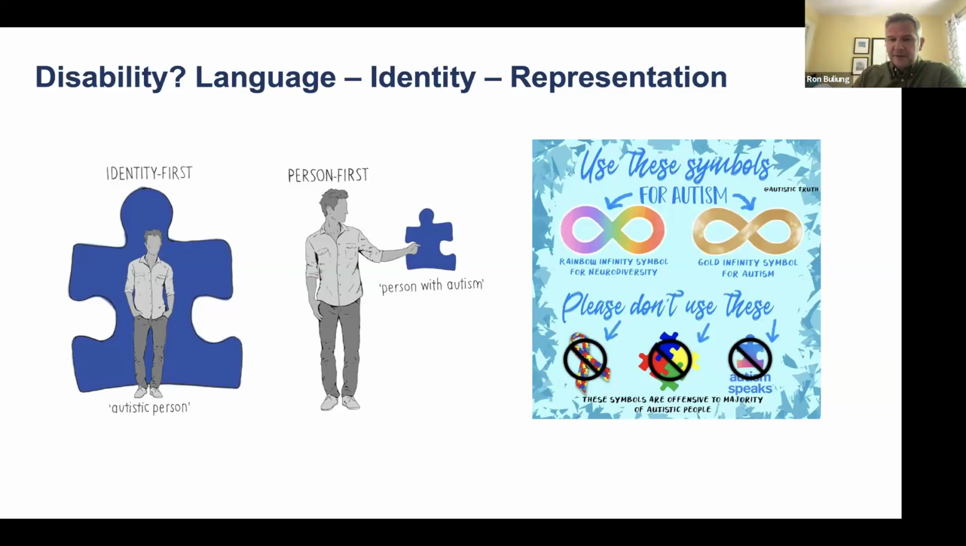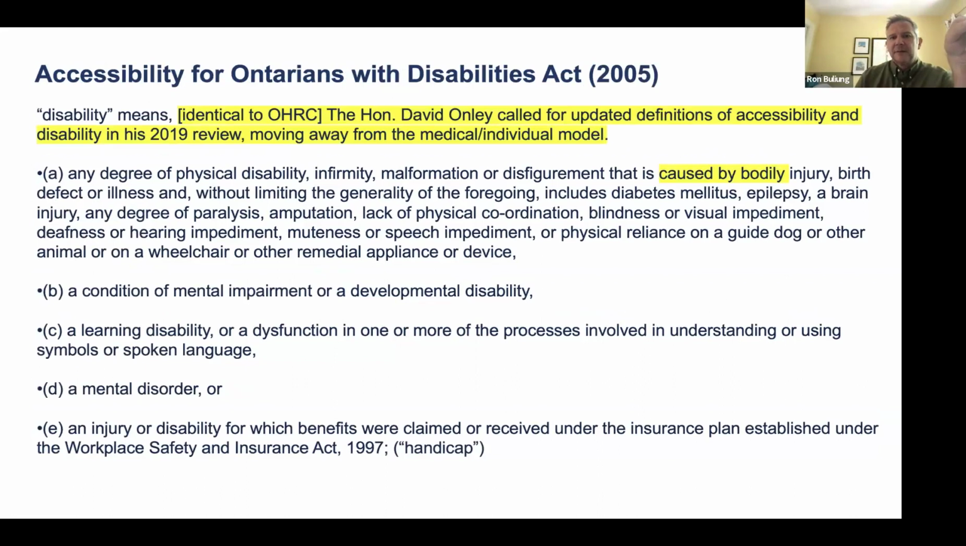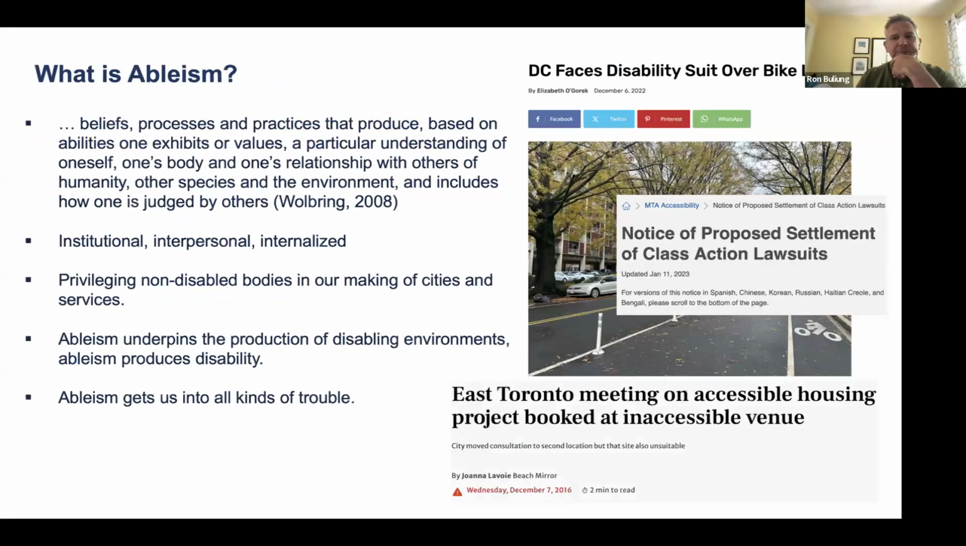So throughout the talk, I may use person with disability or disabled persons. I refer to myself as someone who's hearing impaired. Other folks might refer to themselves in other ways. And just as a quick note, rights-based definitions of disability tend to focus on the individual or medical model. If we're looking at the Ontario Human Rights Code, the definition of disability that's in there is exactly the same as the definition of disability that's embedded in the Accessibility for Ontarians with Disabilities Act. And in his 2019 review, the Honorable David Onley, who's since passed on, called for an updated and more flexible definition of disability that looks at the broader set of external factors that produce or cause disability.